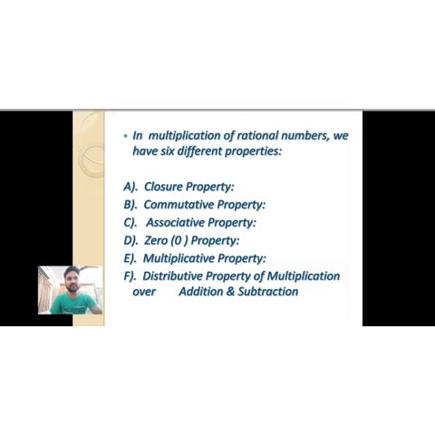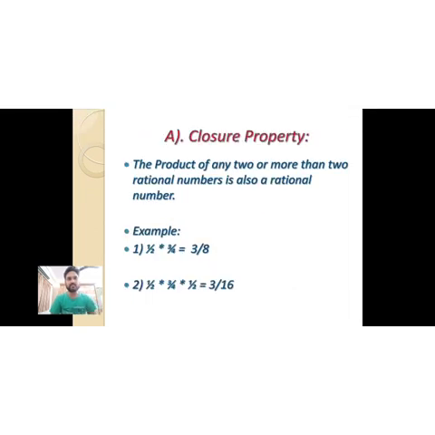Now the first property is the closure property. The product of any two or more rational numbers is also a rational number. Same as addition and subtraction: rational number into rational number, the answer is a rational number. Example 1: half multiplied by 3 by 4, the answer is 3 by 8. Example 2: half into 3 by 4 into 1 by 2, our answer is 3 upon 16. It's a simple closure property.